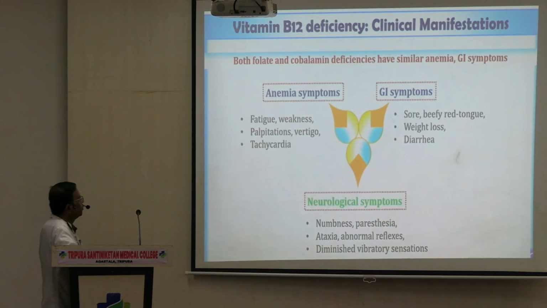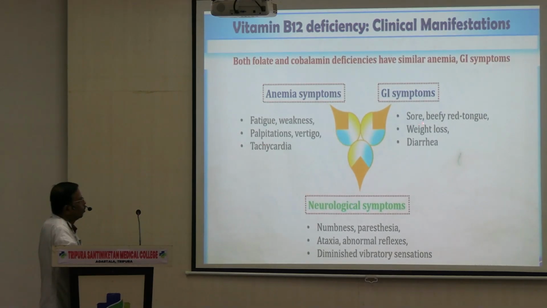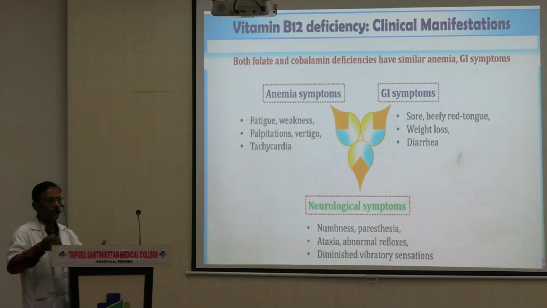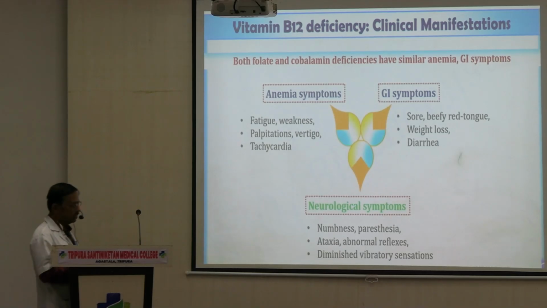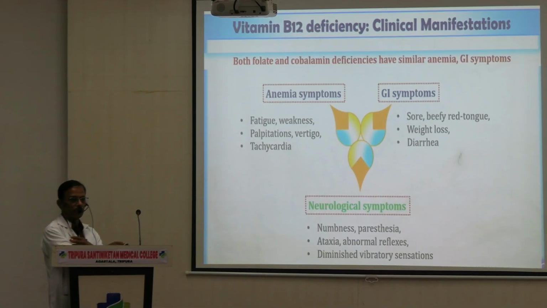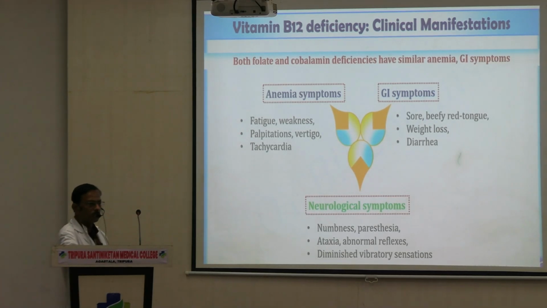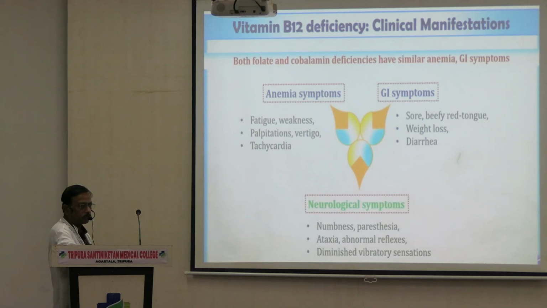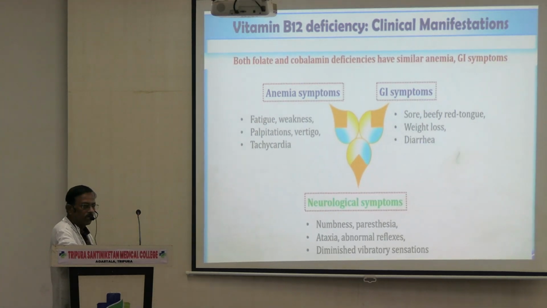Symptoms of anemia: fatigue, weakness, palpitation, then sore, beefy red tongue, weight loss, diarrhea. Neurological symptoms: numbness, paresthesia, ataxia, abnormal reflexes, diminished vibratory sensation. Numbness means the patient will feel as if his limbs are weak. Paresthesia means he will feel that something is creeping on his skin. Ataxia means he will have difficulty in walking. Abnormal reflexes, as you will find in physiology, the reflex will be abnormal. It is not elicited as it should have been.